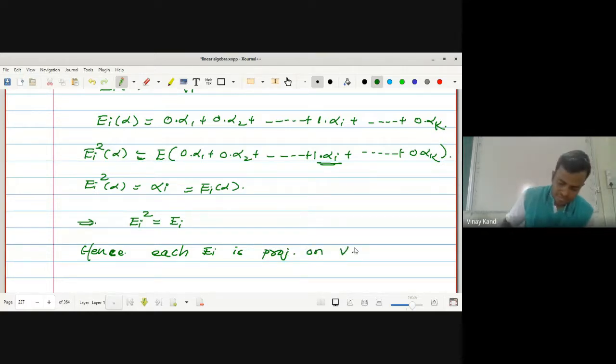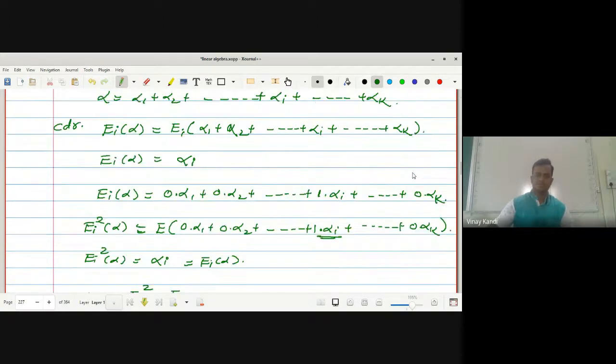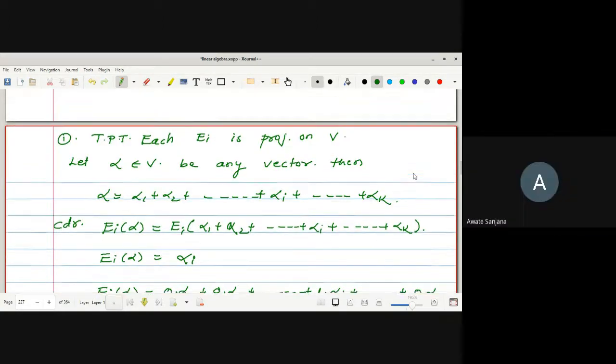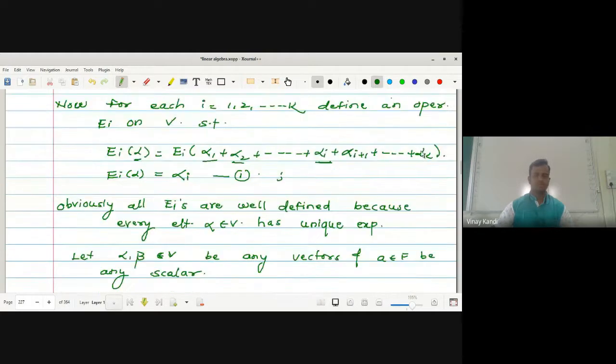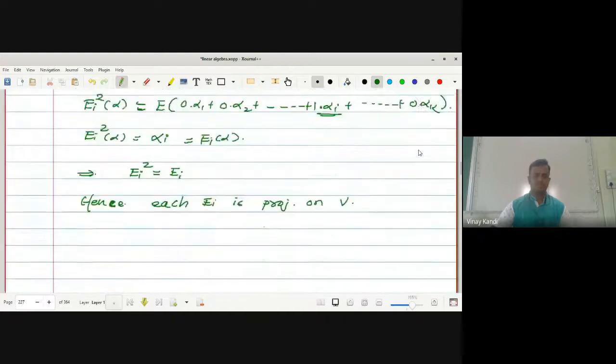Okay, any doubt in the first statement? No, sir. Now the second one. What is the second one? Look here: E_i into E_j is equal to 0 where i is not equal to j. Okay, second one.